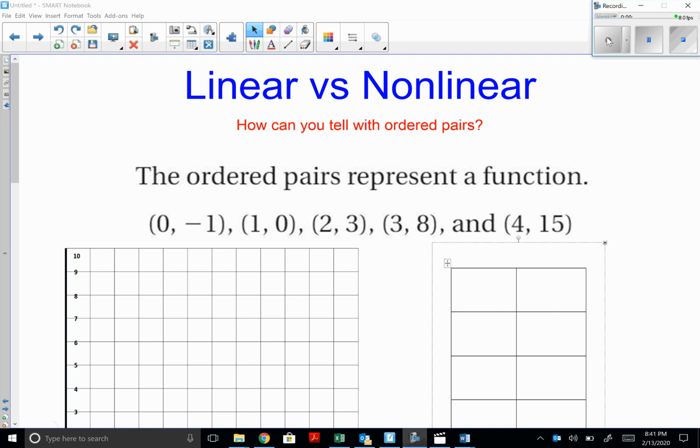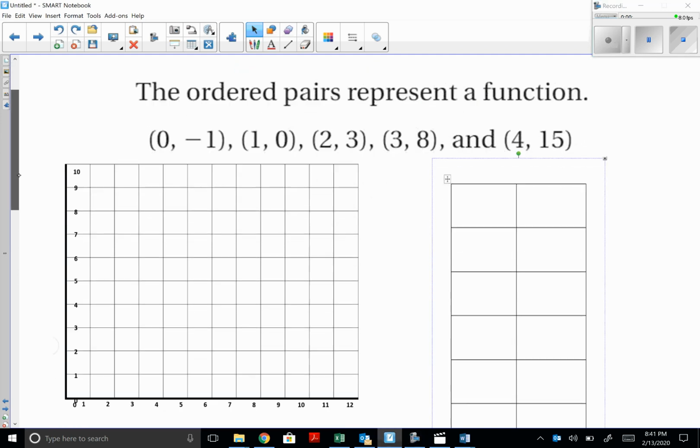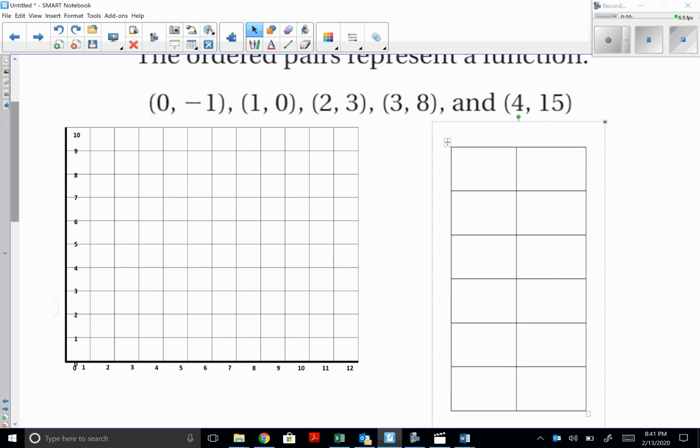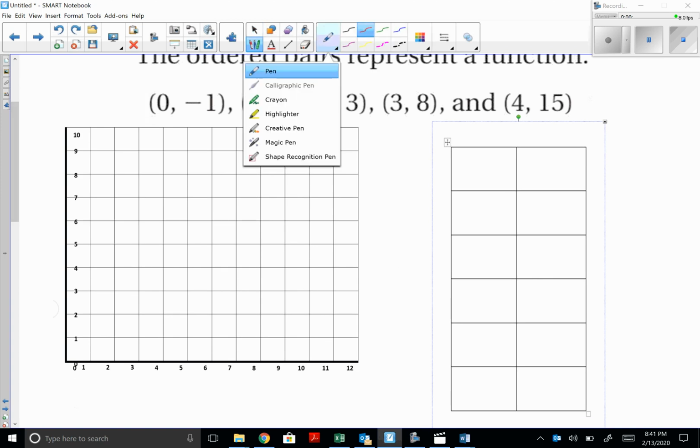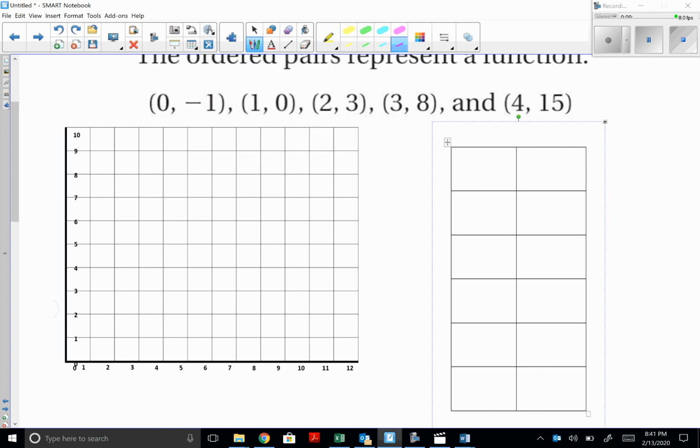If you're given ordered pairs and you're trying to determine if it's linear or not, I would go ahead and graph those ordered pairs. If it's linear, it's going to make a line. If it's not linear, it's not going to make a line. So let's go ahead and do it. I'm going to use the highlighter so the points are a little bit thicker.